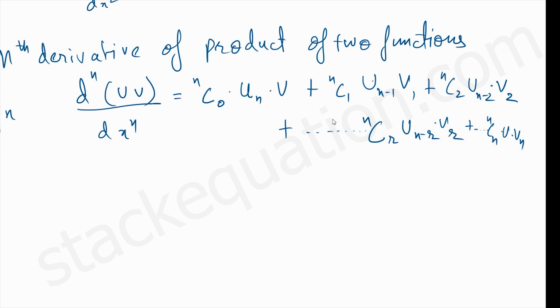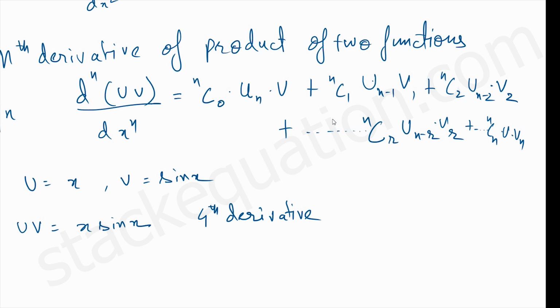So let's say u is equal to x and v is equal to sine x. So u into v is x sine x, right? And you want to find the fourth derivative of x sine x. So how shall we approach it? First of all, to appreciate Leibniz theorem, let's solve this manually. Manually means the way we normally solve for a derivative, right?